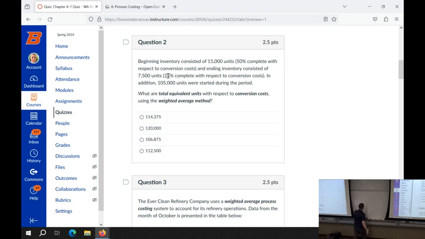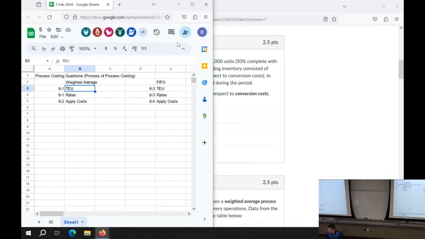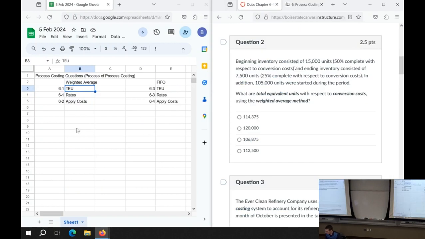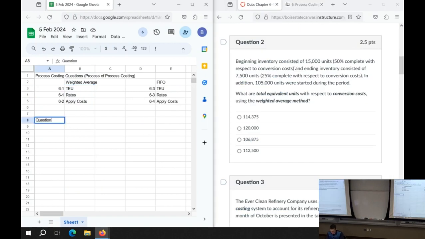So we have our first problem here. I'll do it in the Google Sheet again. That's going to leave a paper trail, which will help you if you want to go look it up later. All right, so this is question 2, TEU with respect to conversion costs.